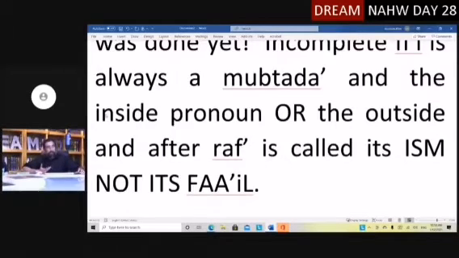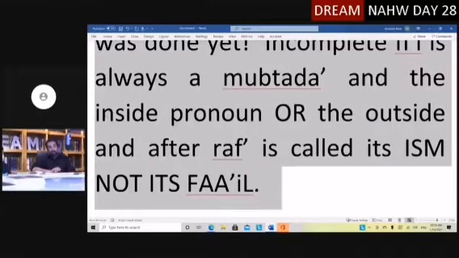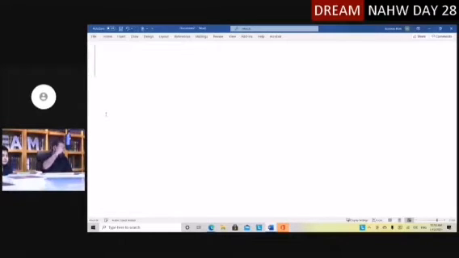Just like the word was on its own is incomplete, any of its cousins, was, remained, all of those are incomplete. And there's a small family of them. We have to learn them because many of them happen in the Quran. They are really important for us to know. But the first of them is kana. So let's look at some examples of kana in the Quran, so you can wrap your head around this concept.